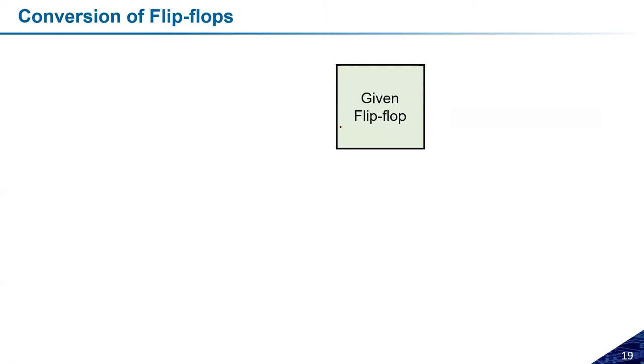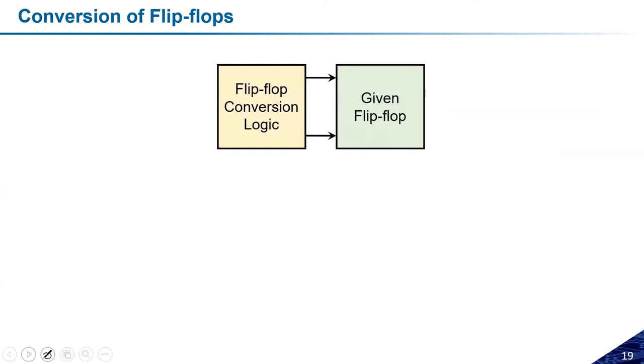To convert one flip-flop to another, definitely we need some logic circuits. A conversion logic block is required that will help you make the desired flip-flop. Let me tell you, suppose I have an SR flip-flop, and to convert it into a D flip-flop, I need one inverter. That inverter is the conversion logic that helps you convert the SR into the D flip-flop.